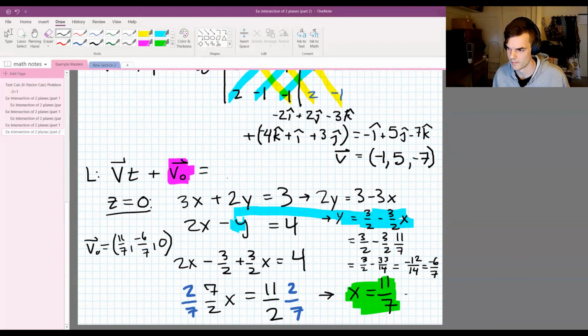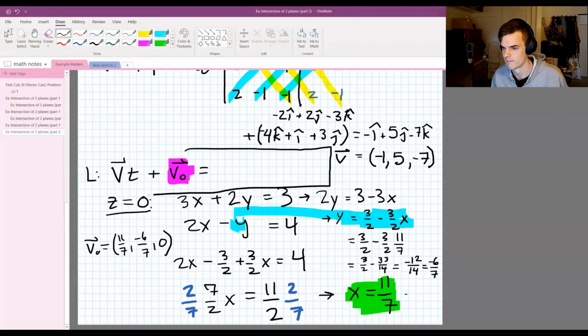And finally, if I can squeeze this in here, our line of intersection is -1, 5, -7 times t plus 11 over 7, -6 over 7, 0.